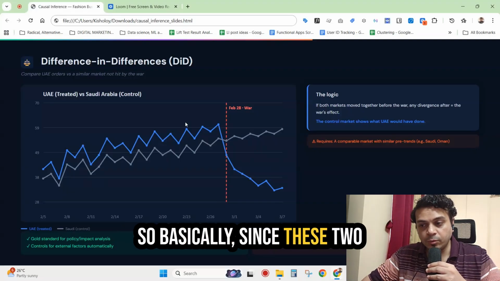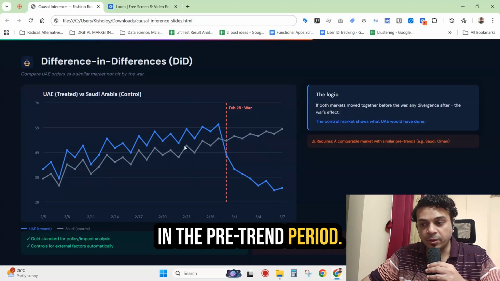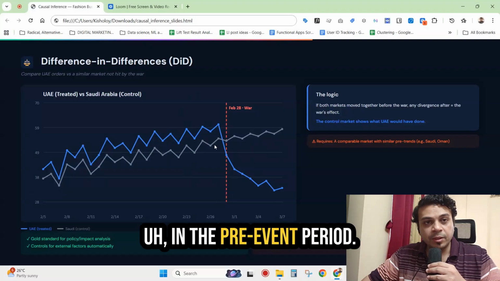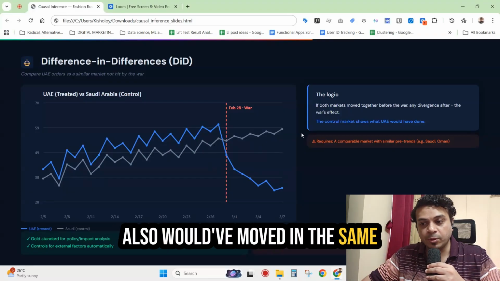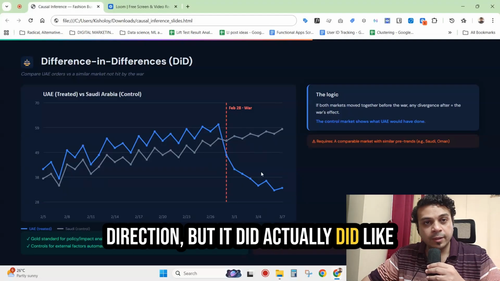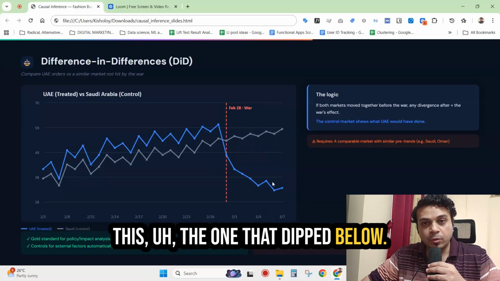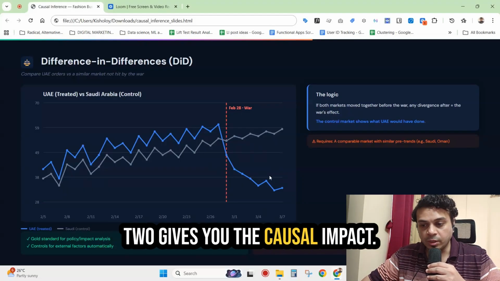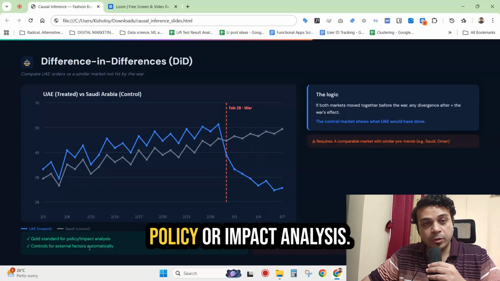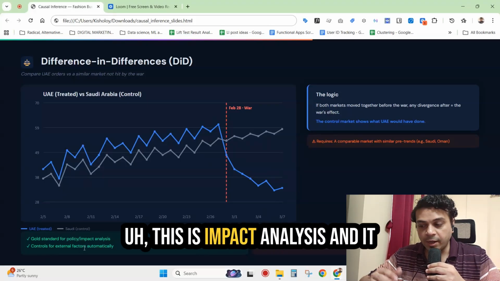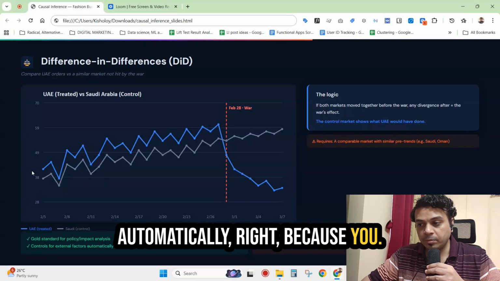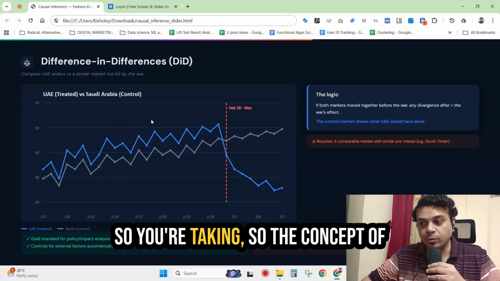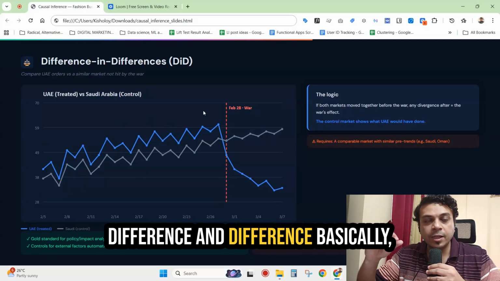Since these two were moving very similarly in the pre-trend period, in the pre-event period, it's expected that the blue one also would have moved in the same direction, but it did like this, the one that dipped below. So the difference between the two gives you the causal impact. So again, it's the gold standard for policy or impact analysis. This is impact analysis, and it controls for external factors automatically, right? Because you're taking parallel trends, so the concept of difference in difference basically eliminates other factors.